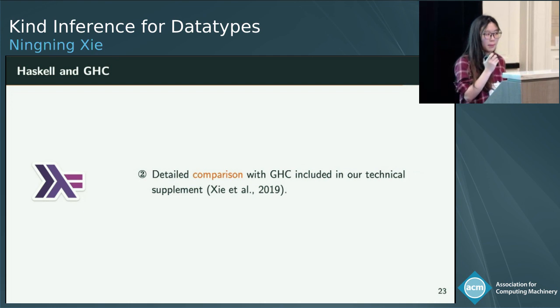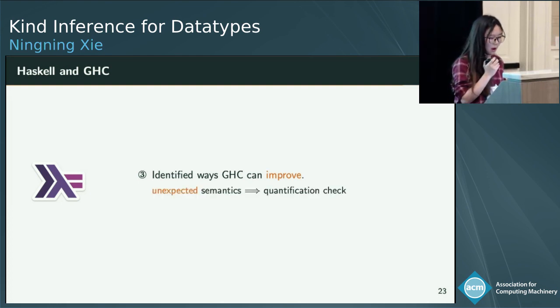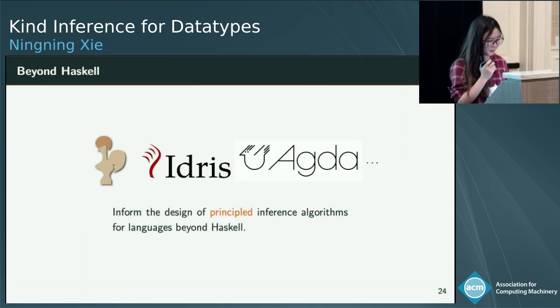Our technical supplement includes a detailed comparison between our system and what's inside GHC. Along the way, we have also identified ways GHC can improve. For example, instead of doing a quantification check, GHC accepts some unification variables with local dependency using unexpected semantics. But now, since we incorporated the quantification check inside GHC, GHC behaves closer to the system we presented here.